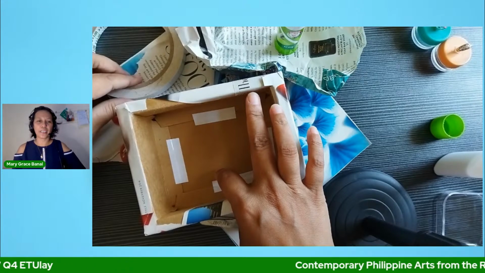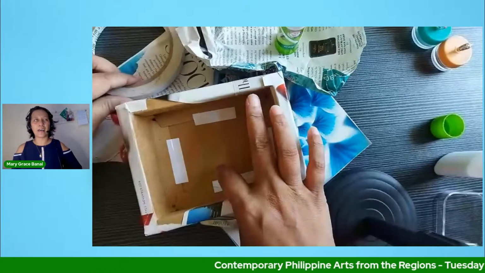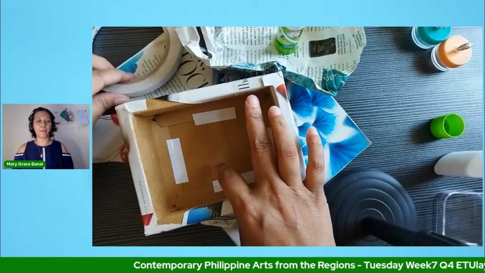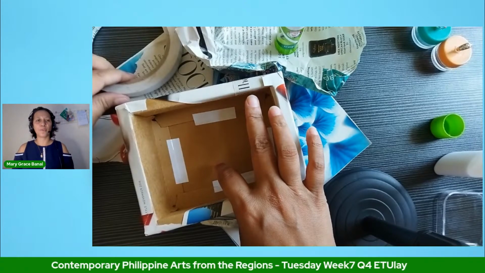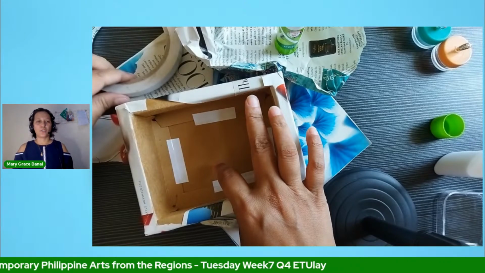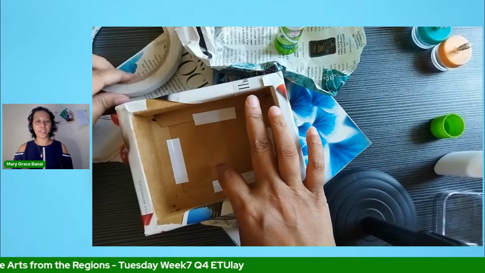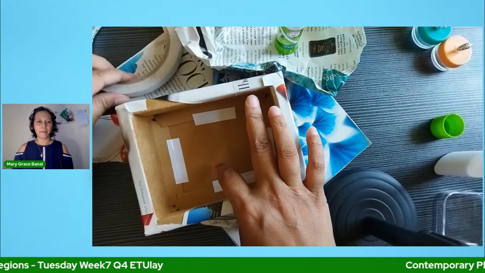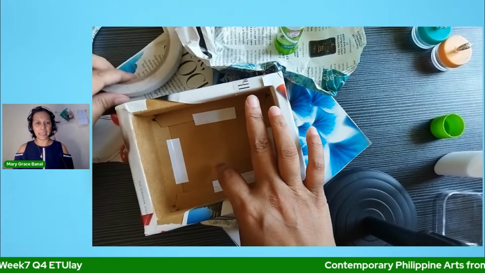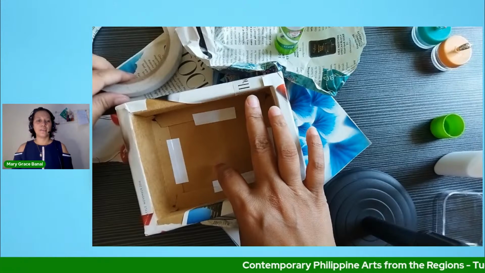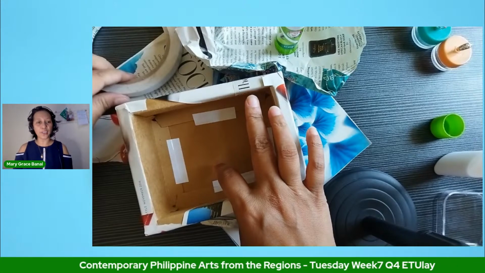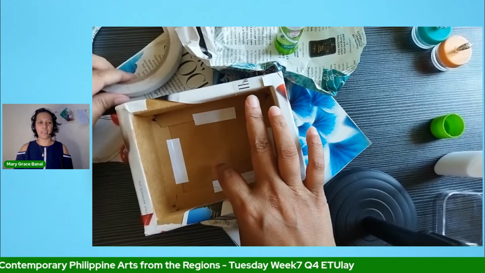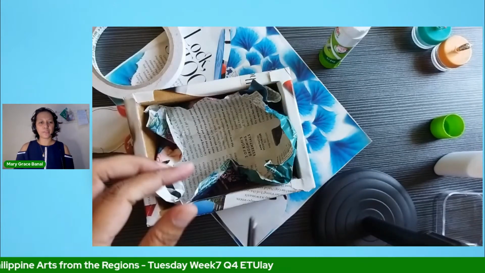So, ayan. Ito yung gagamitin natin to hold the crumpled paper in place, no? Double-sided tape. So, on all corners or all sides of the box, nilagyan natin para maganda yung pagkakalapat niya sa ilalim sa loob nung box. Okay? So, there you go. So, let's move on to the next part of the video.